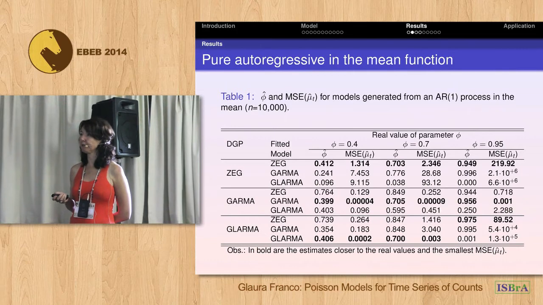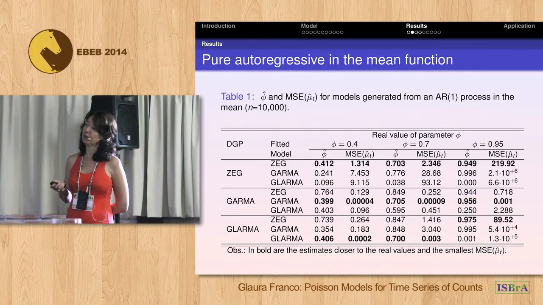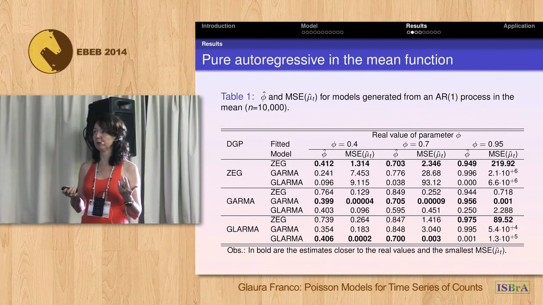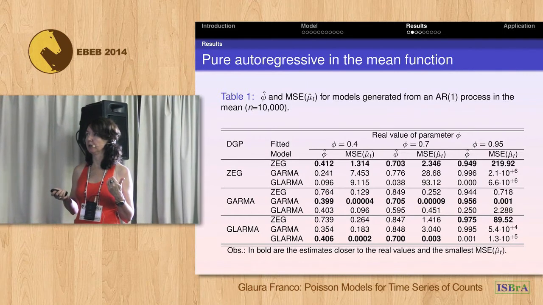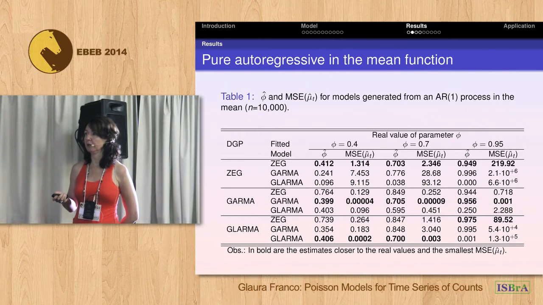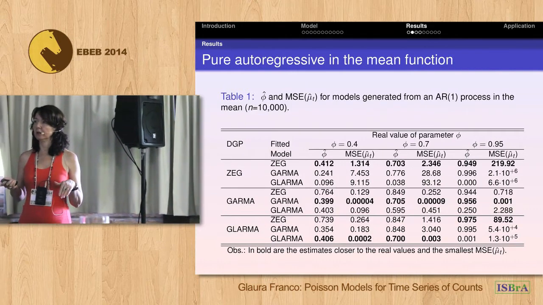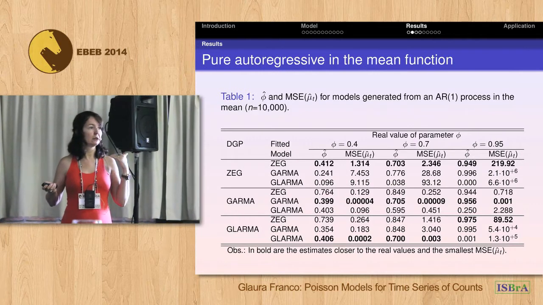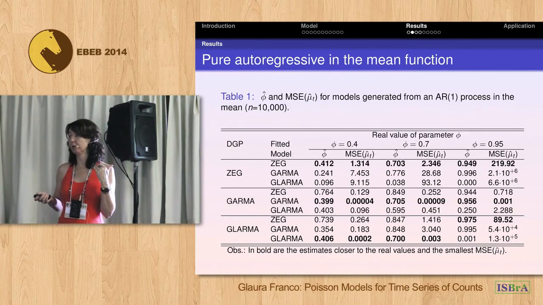The second thing we can see is that the Glamour model gives not the best one, but it's very satisfactory for all the cases. So when the ZEG is the model, it is close to the real values of the parameters, or even if we have the Glamour model here, it's not so bad. So the conclusions are just these ones. They are comparable, and the Glamour model has these problems here.